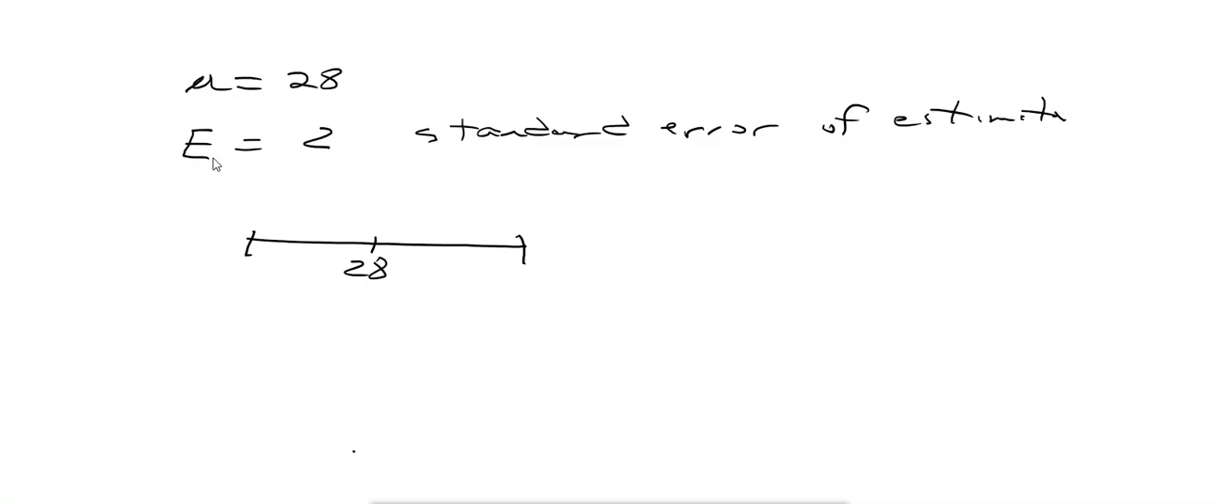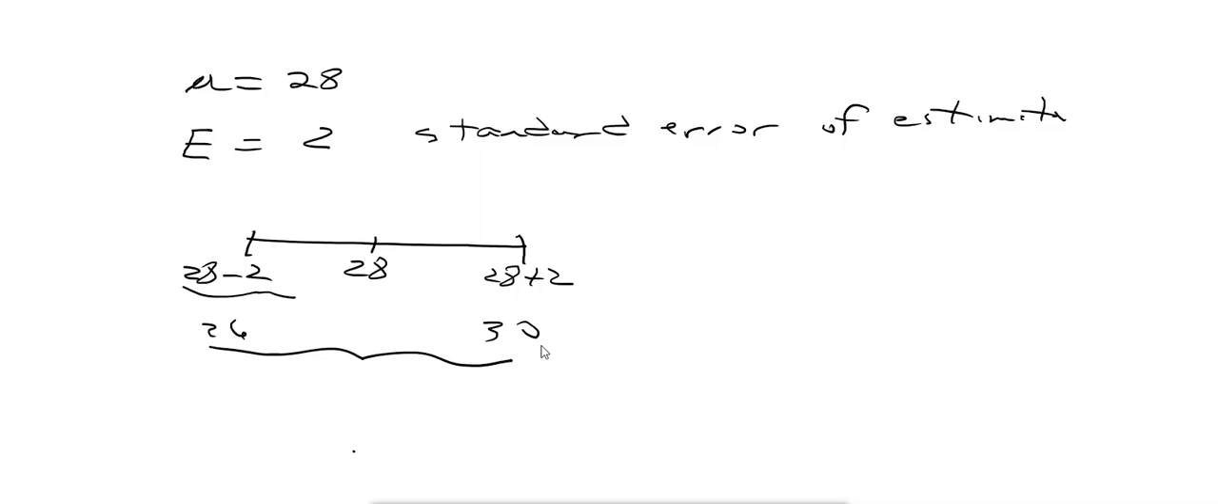And we're going to take and add the error. Okay, so that's 28 plus 2. And then we're going to subtract 28 minus 2. Okay, so of course this is going to be 26. 28 plus 2 is 30. And there's my confidence interval. All right. And I know you're probably thinking, all right, that's the easiest thing we've ever done in statistics, right? And again, it's pretty straightforward, but this is very simple.